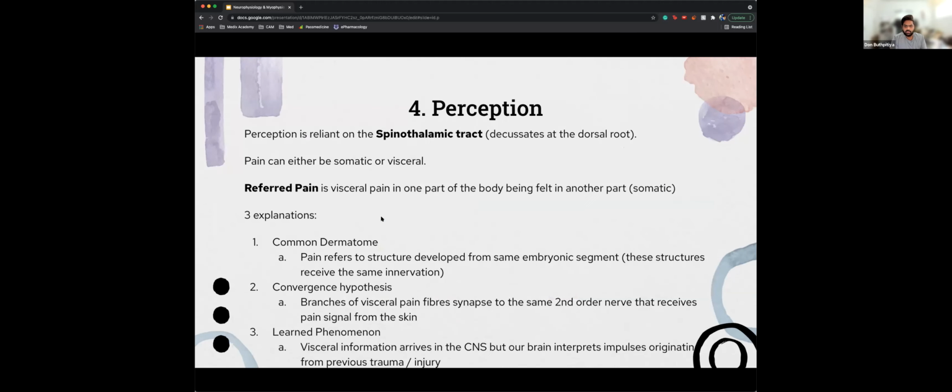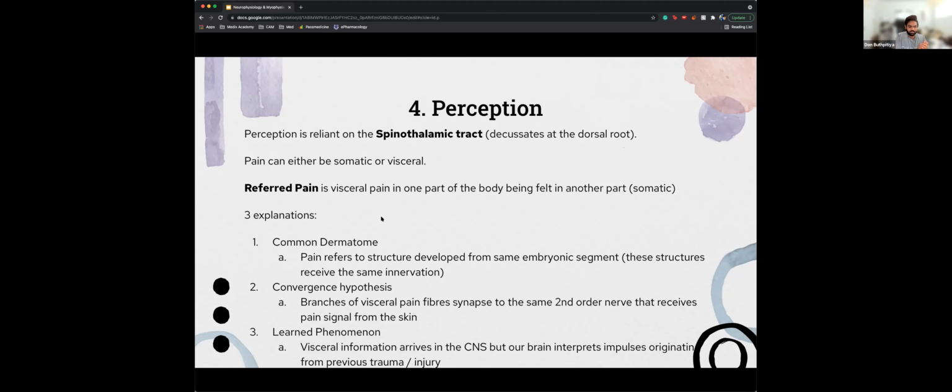Cool. Now, perception, like I said, is reliant on the spinothalamic tract. So that means it decussates at the dorsal root. And the pain that we have can either be somatic or visceral. So visceral, the way I remember it, think organs. And this stuff will become like second nature to you guys.